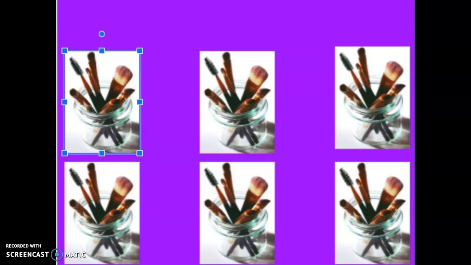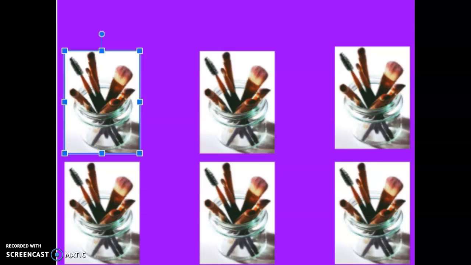Do you think they want to know how many makeup brushes there are in all? Because we're thinking of multiplication, we know that we're looking at equal groups, so that means equal numbers. And if we're looking for the total, then that would be a very good question for us here. How many makeup brushes are in all?